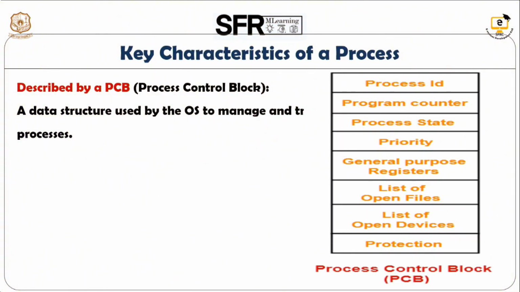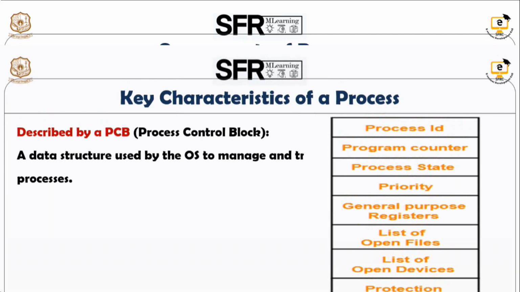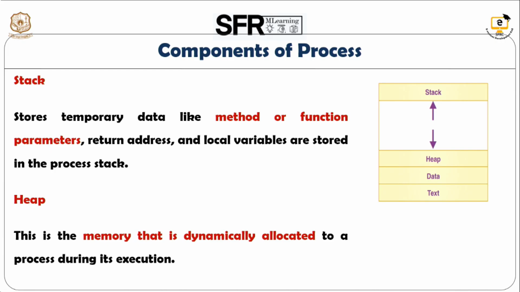PCB is nothing but a data structure used by the operating system to manage the process. PCB means process control block. This data structure contains all the basic information about the process, like process ID, program counter which contains the address of the next instruction, process current state, priority of the process, the general purpose registers utilized by the process for execution, the list of open files, list of open devices, and lastly the protection mechanisms.